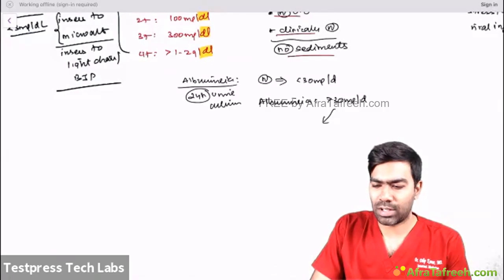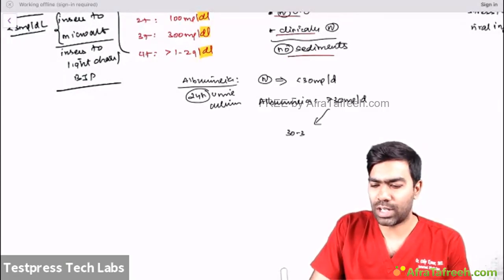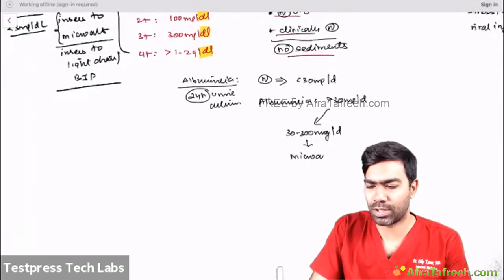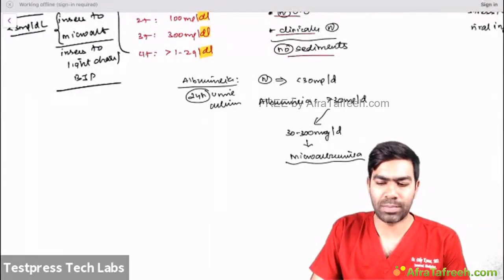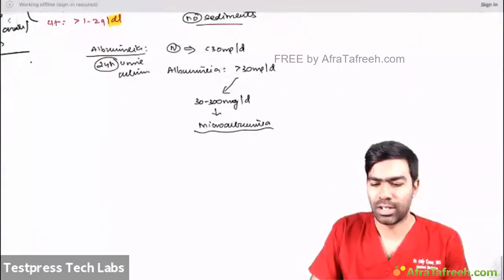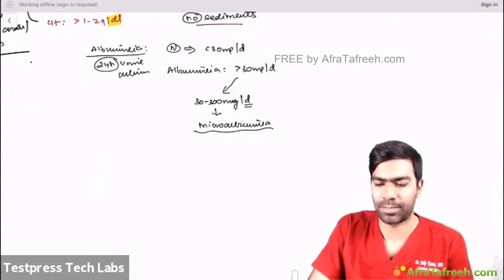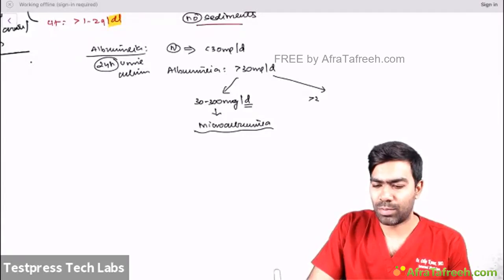Suppose the patient has albumin excretion in the range of 30 to 300 milligrams per day. This is what we refer to as microalbuminuria, where dipstick is very insensitive. In dipstick, microalbuminuria is defined as albumin less than 3 milligrams per deciliter. But the real definition of microalbuminuria is albumin in the range of 30 to 300 milligrams per day. Or if the albumin is more than 300 milligrams per day, this is equivalent to overt protein.